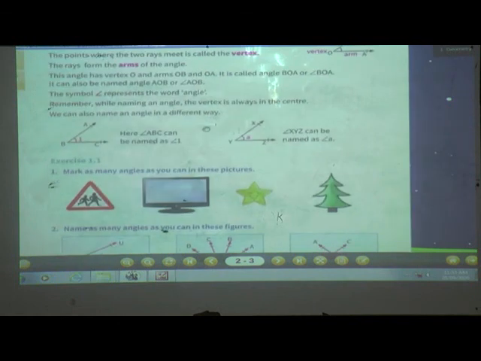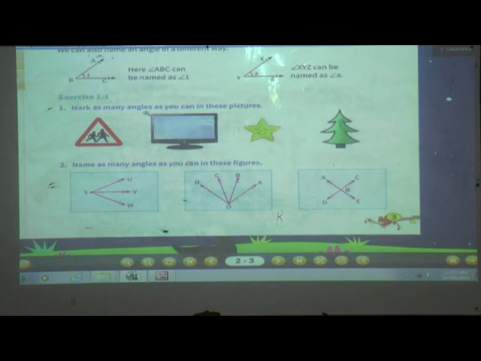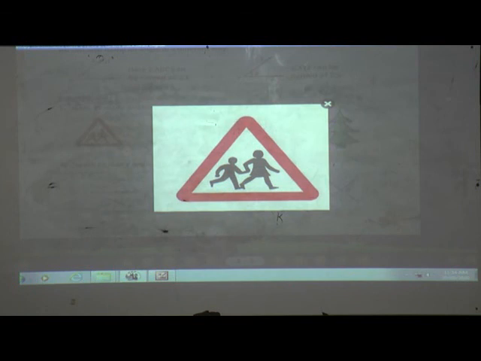Now, students, we will start our exercise 1.1. Question number one: Mark as many angles as you can in this picture. Here is our first figure. What is this? Where do we find this sign? Yes, we will find this sign in a signal. Which shape is this? Yes, it is a triangle.